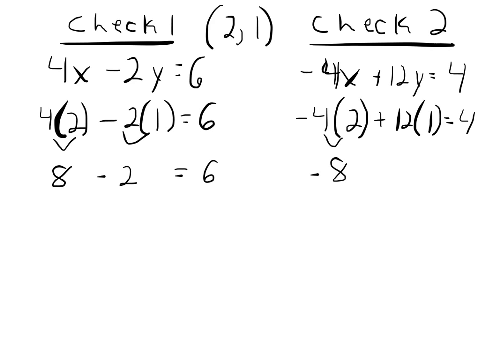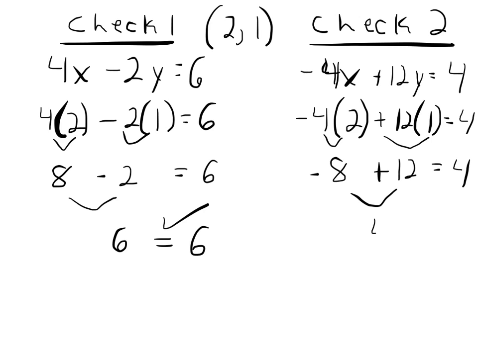And again, if I'm going too fast, you can always pause it and do this on your own, then check your work. This right here would be a positive 12. Now simplify this. 8 minus 2 is 6. Did this first equation balance out? Absolutely, yes it did. And then this one, negative 8 plus 12, will get me a positive 4. Does that equal 4? Yes, it does.